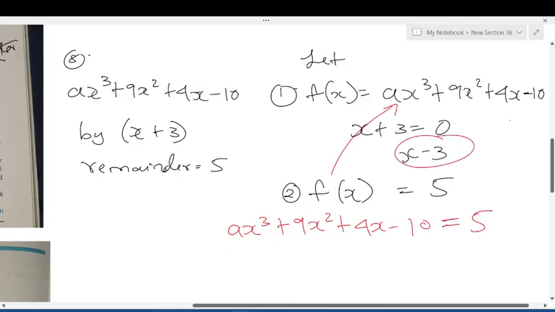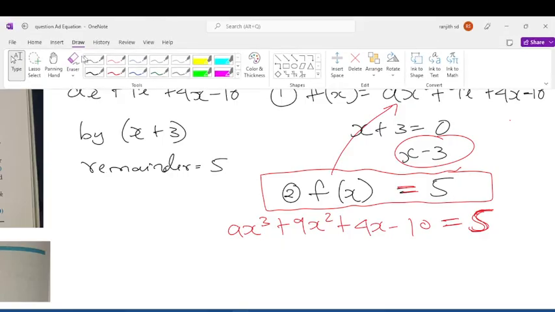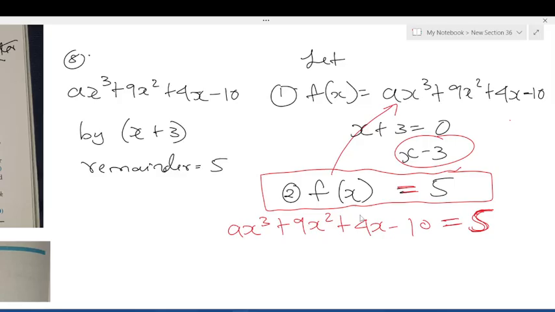Then solve the equation. If that is not given, just equate it, students. If the remainder is given, use this concept. f of x is equal to 5. So copy the equation for f of x, substitute, and find the answer. That's it, remainder theorem is done. Tomorrow we'll start factor theorem.